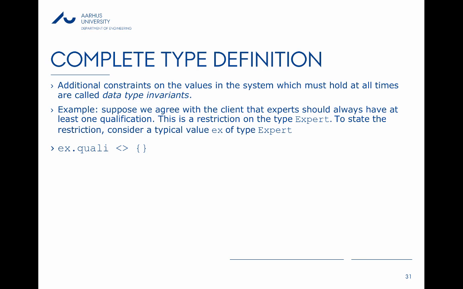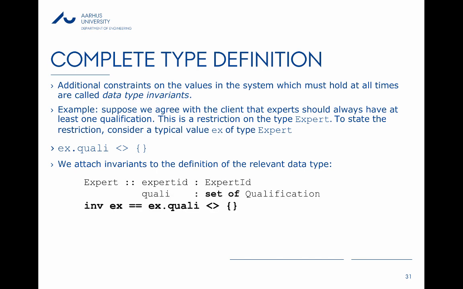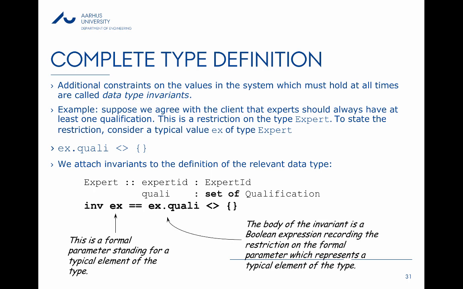You could find places in corrupt countries where that would not be put in, but certainly it would make a lot of sense to do that in civilized countries. So we attach such an invariant to the definition of the relevant type. Here in the expert, where we have that expert has a set of qualifications, we need to say the invariant: EX, the formal parameter standing for the typical element of the type, and then the body of the invariant is the Boolean expression containing the restriction using the formal parameter. Here we make use of the selector called quali, because ex.quali should be non-empty.